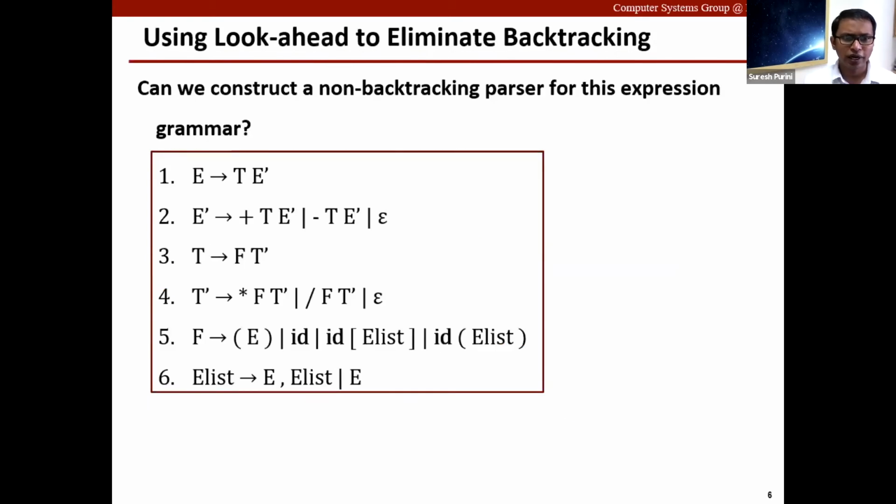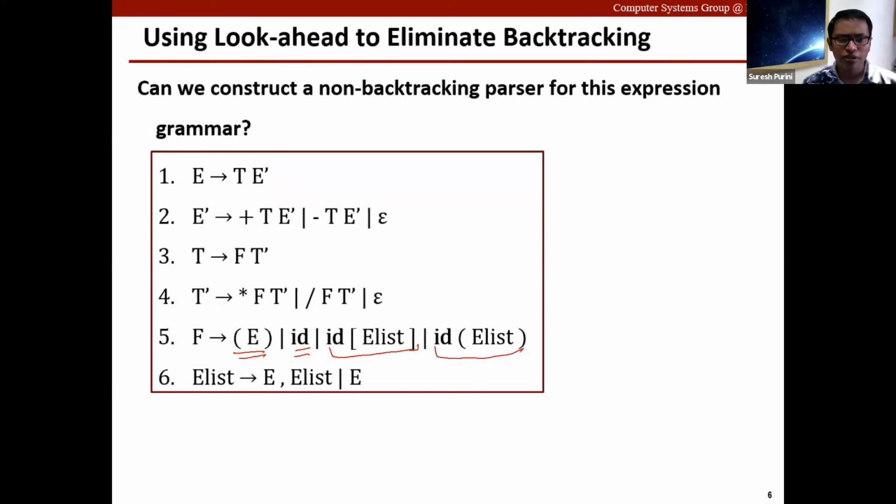So now let's look at a slightly expanded version of the previous grammar that we have seen. Earlier, a factor can be an expression within parentheses, or it can be an identifier. These are the only two possibilities. Now we are saying a factor can be an array index expression. A factor can be an array access or a function call.